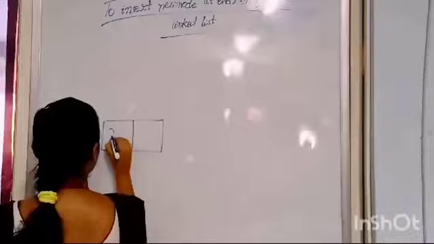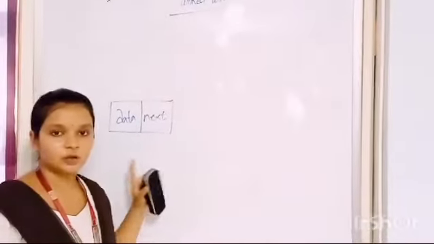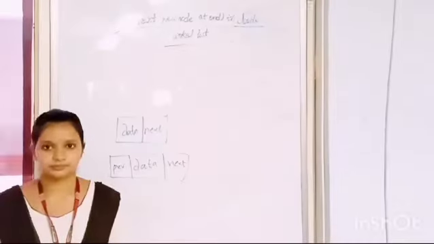So basically, a linked list is a collection of nodes, and each node contains two parts: one is data and the other is next. But this is the example of a single linked list. So now we are going to deal with the double linked list.